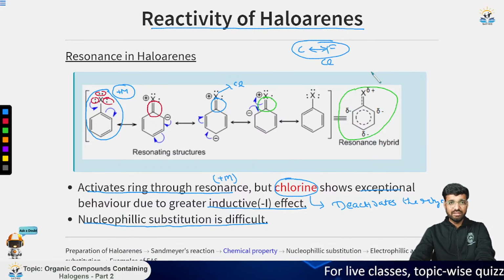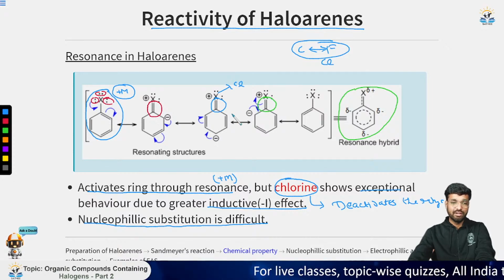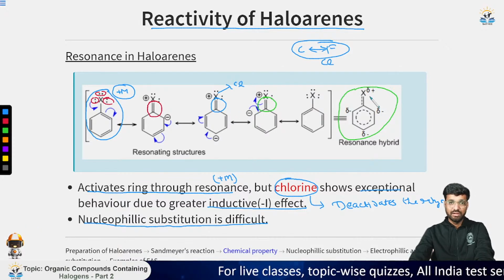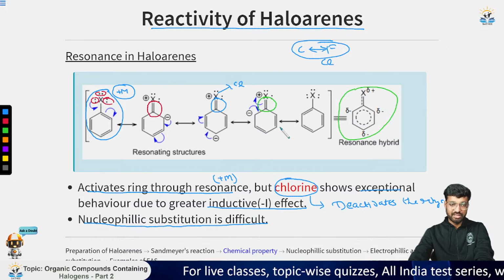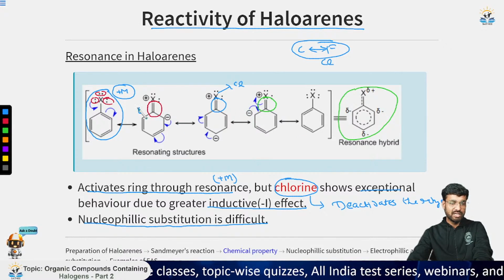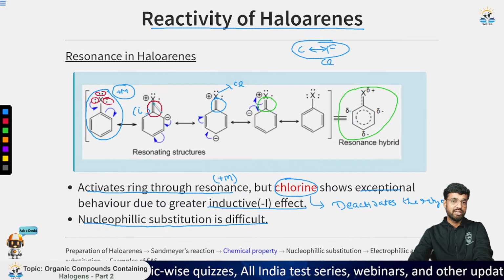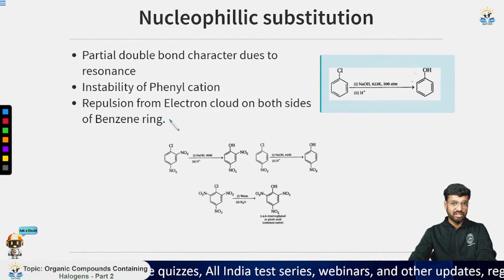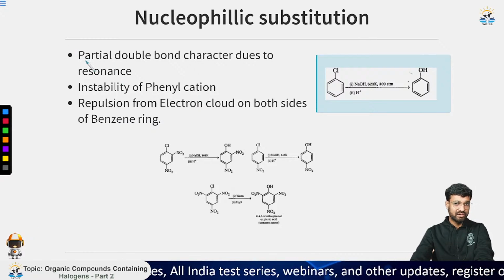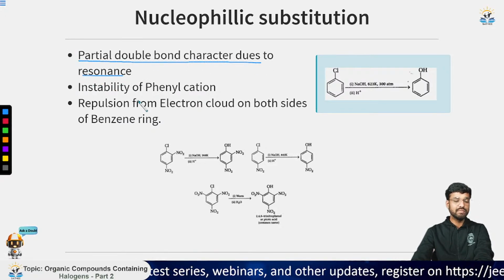One of the reasons that you can say is the double bond character. It is also mentioned in the next slide. Because these resonance structures are there, I am making just the first point here, that due to this partial double bond character, it is difficult to substitute this X, or you can say remove this X. Now there are many more reasons. The first reason I have told you: partial double bond character due to resonance.